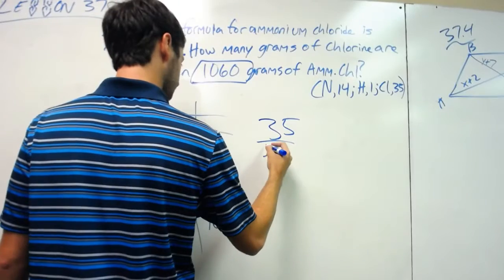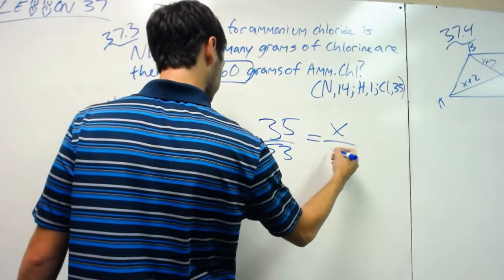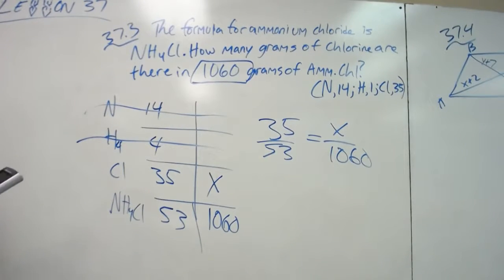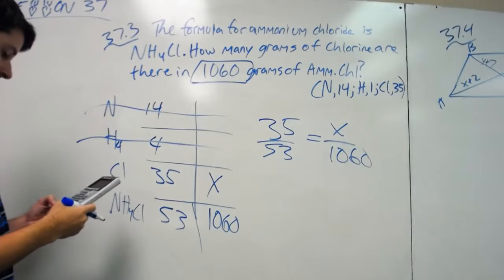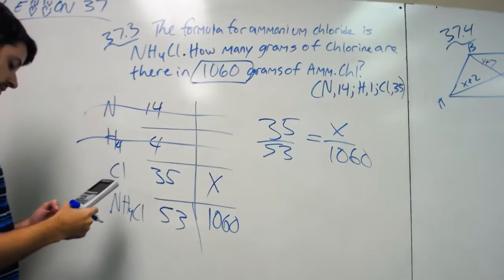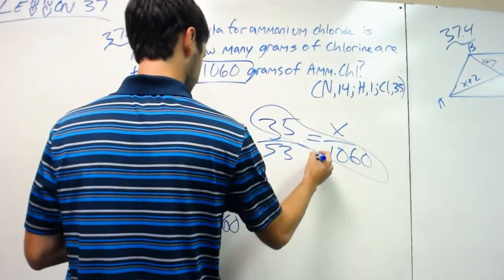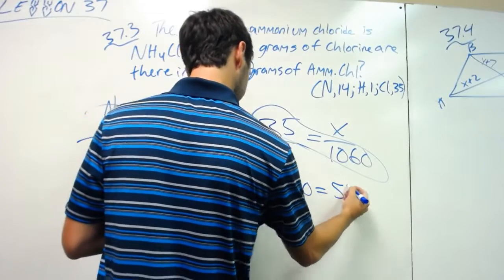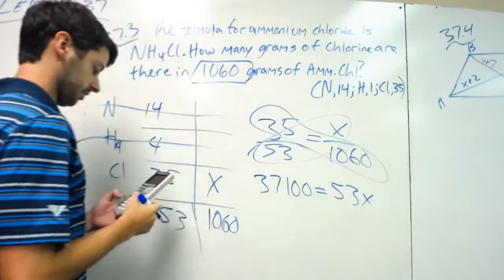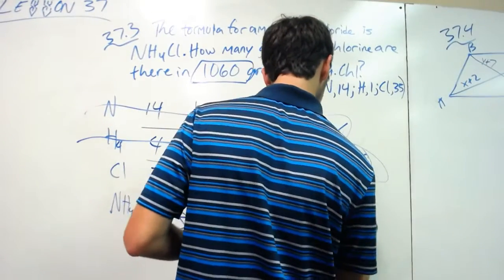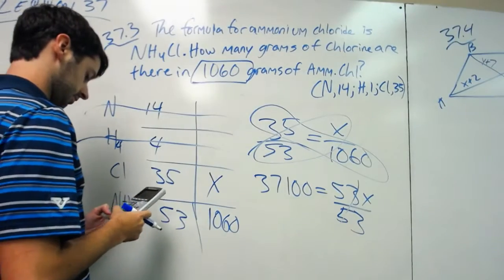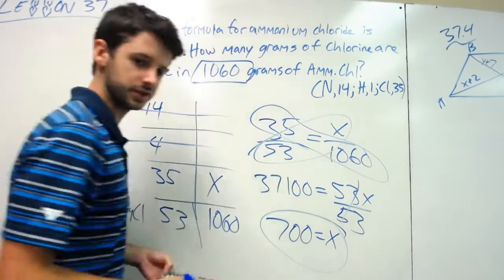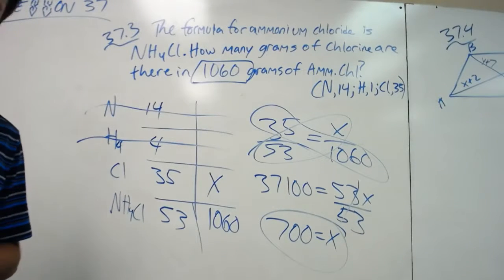35 over 53 equals x over 1060. And we're going to need the calculator on this one. 1060 times 35 is 37,100. That equals 53x. Okay, divide by 53. Mental math. 700. 700 equals x. That's how you do chemical compound problems.